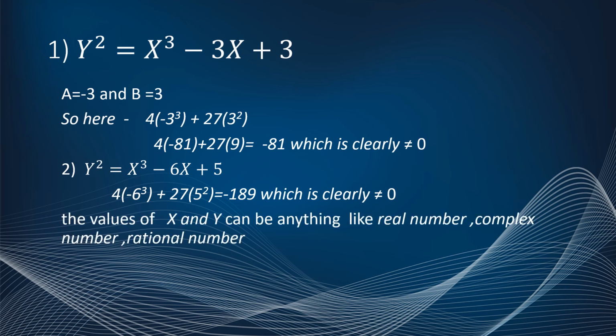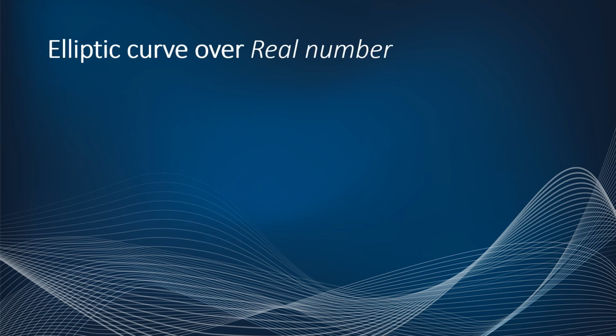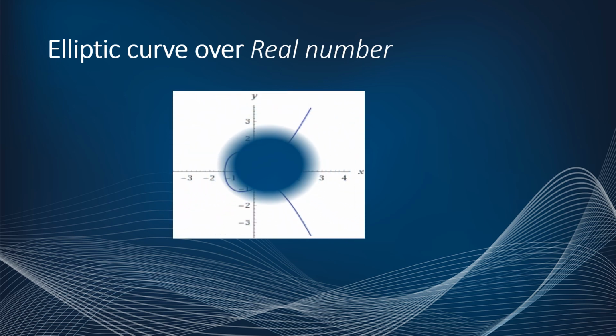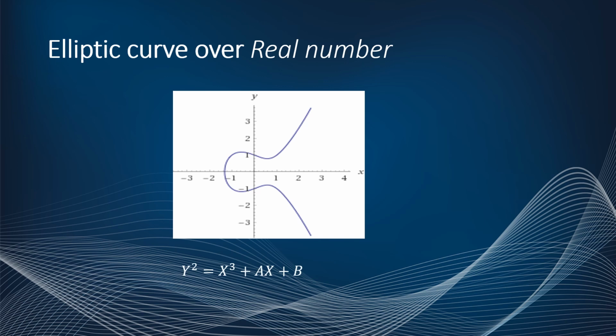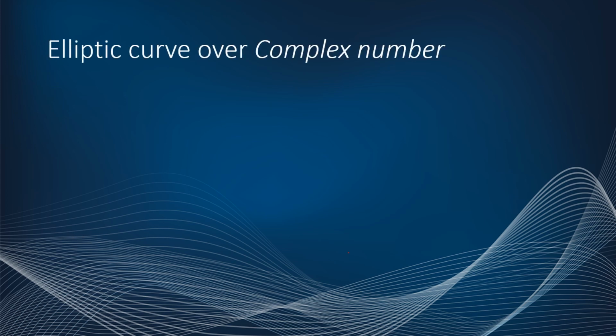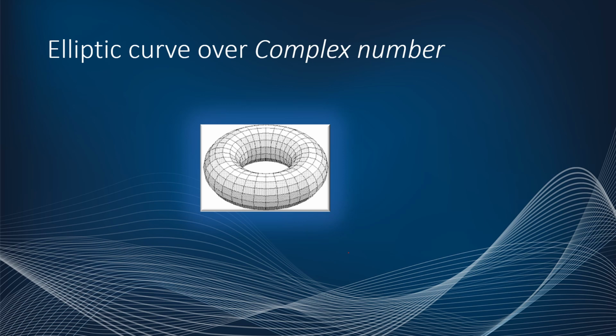So clearly we can say the values of x and y can be anything like real numbers, complex numbers, rational numbers, etc. Elliptic curves over real numbers. So the curve looks like this, where all the points are taken from real numbers. Elliptic curves over complex numbers look like this, where all the points are taken from complex numbers.